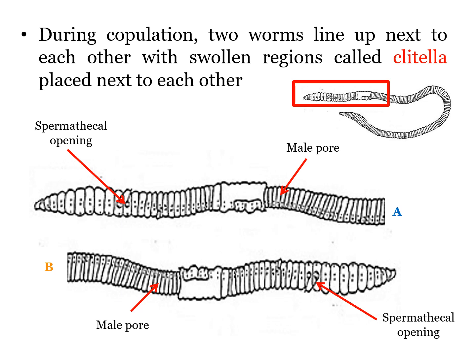As both worms are in copulation position, worm A will be transferring its sperm from its male pore to the spermathecal opening of worm B, and similarly, worm B will be transferring its sperm to the spermathecal opening of worm A. So basically what happens during copulation is that this pair of worms are exchanging their sperms.